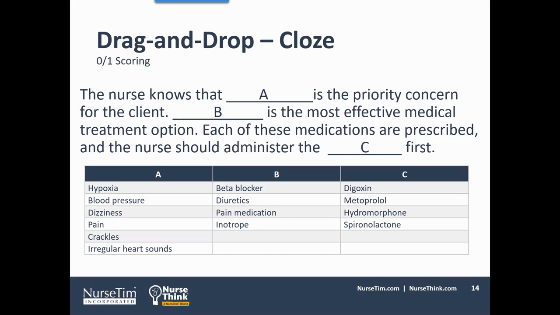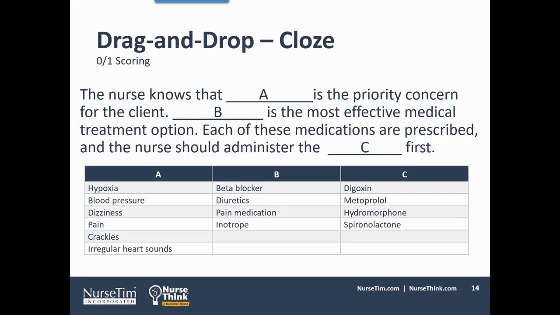So in this case, the student has the opportunity to get 1 point for each correct answer that they select. So the nurse knows that blank is the priority concern for the client. They then would go to the table options that they can drag and drop, select from the 6 choices in column A, and they would drag that word up to the location within the sentence.